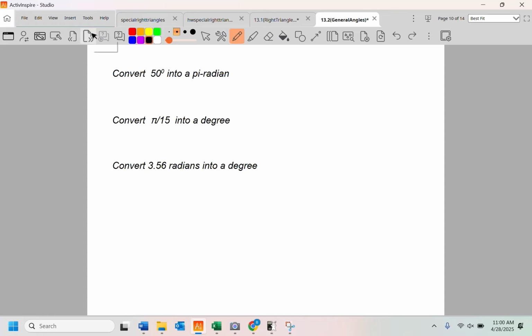And we have some more conversions just to refresh yourself. Convert 50 degrees into a pi rad. To convert 50 degrees into a pi rad, you multiply by pi rads over 180 degrees because you want the degree symbols to cancel. So the degree symbols cancel and the zeros cancel, and we get 5 pi over 18. And now it's a pi rad.